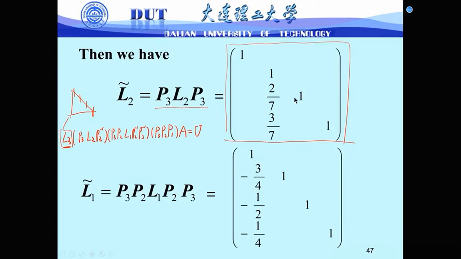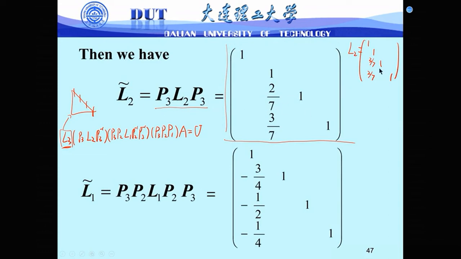Oh, here. Okay, I write here. For L2 is 1, 1, 1, 1. Okay, 3 over 7, 2 over 7. Remember? We just come back. Okay? And now, please compare the two matrices. Here is L2. Here is L2 tilde.